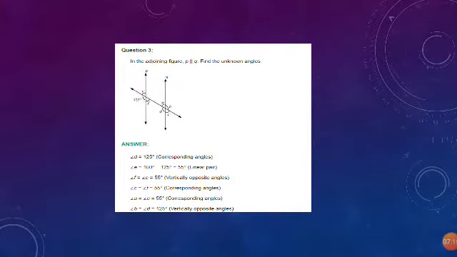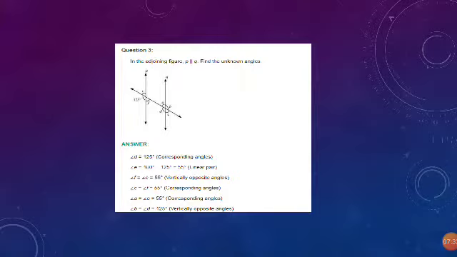In the adjoining figure, P is parallel to Q. Find the unknown angles. So draw two parallel lines, and draw an intersecting line. Angle D is equal to 125 degrees.